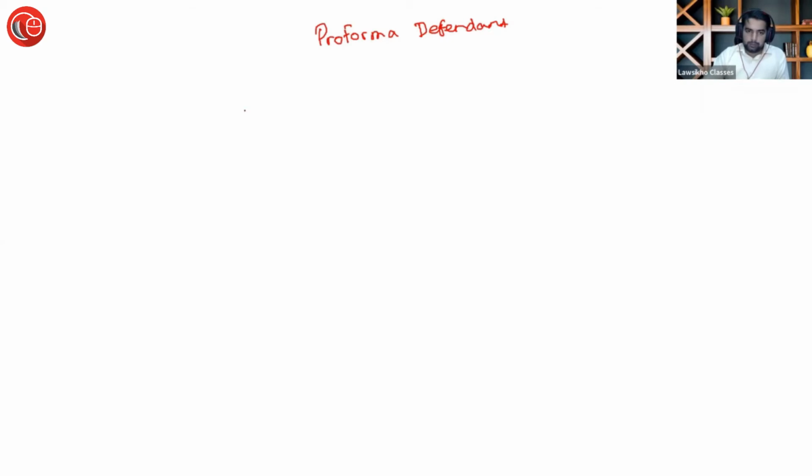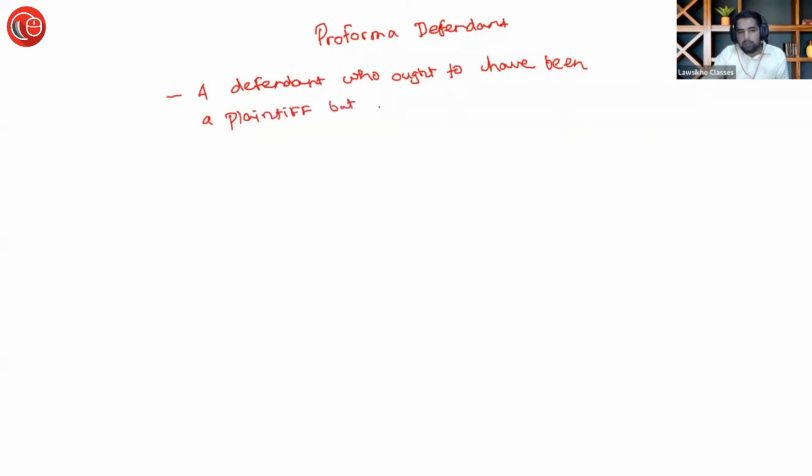ठीक है. What is the order? Writing it. Proforma defendant, a defendant who ought to have been a plaintiff, but becomes a defendant, a defendant for namesake. ठीक है. He is known as pro forma defendant.